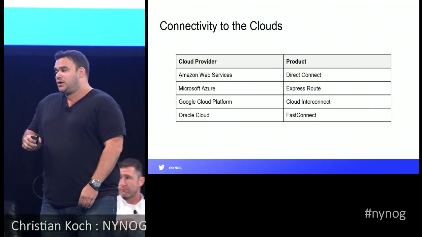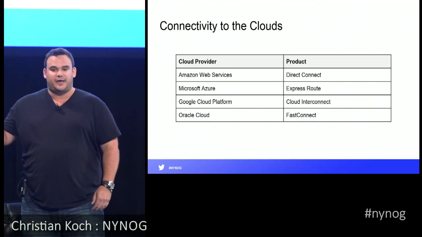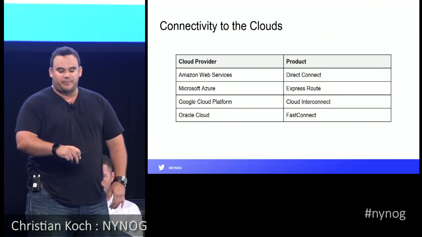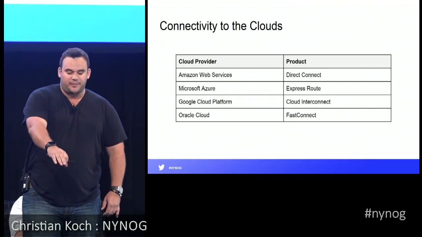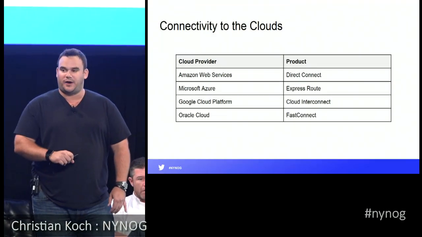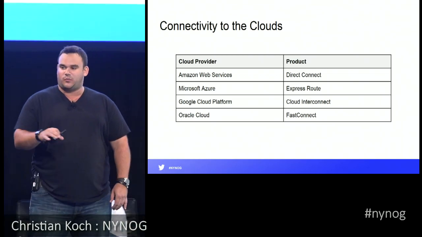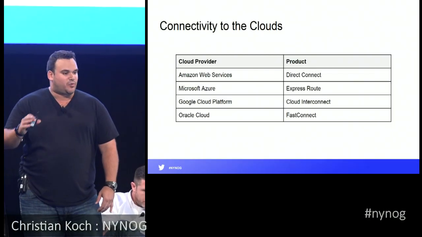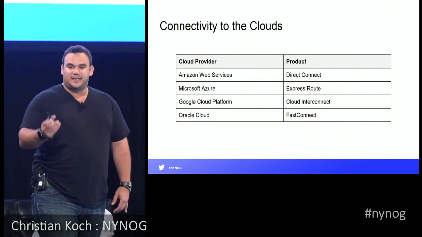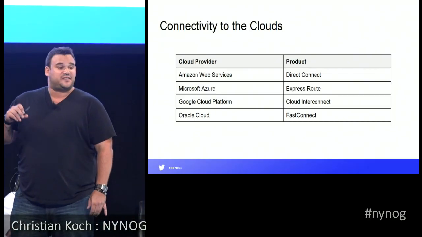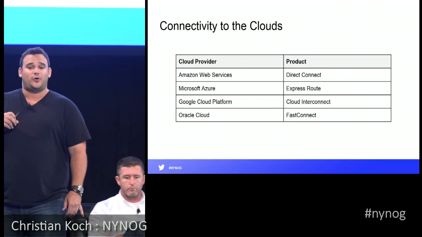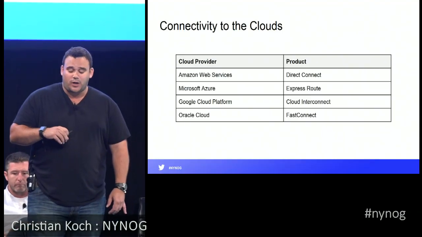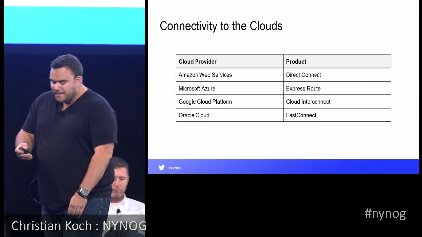So connectivity to the clouds, there was a big announcement today, if you all heard, the Digital Realty Service Exchange. So they're going to be a big player here. We've got the basic major cloud providers here, and this is the product. So you've got Amazon Web Services. They have Direct Connect. Microsoft Azure, ExpressRoute. Google Cloud Platform has Cloud Interconnect. Oracle Cloud has FastConnect. A lot of people might not know about that. Equinix is actually the only one providing that connectivity right now, with probably more to come as they develop it.